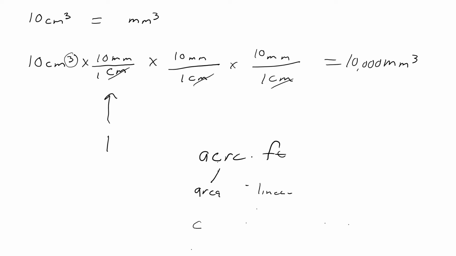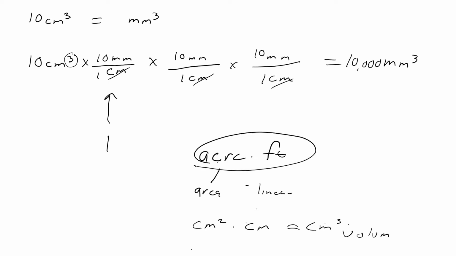Think about this. What if I had a centimeter square, okay? That's an area, right? What if I multiplied it by a centimeter? What's my unit? Centimeters cubed, which is a volume. An acre foot is a measurement of a volume of water. One acre foot is an acre covered with a foot of water, 12 inches deep. It's a pretty big parcel of water.